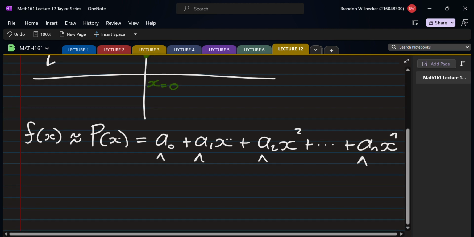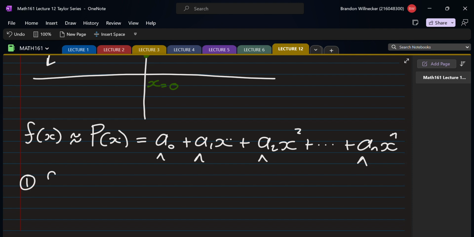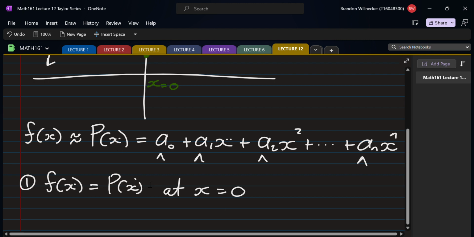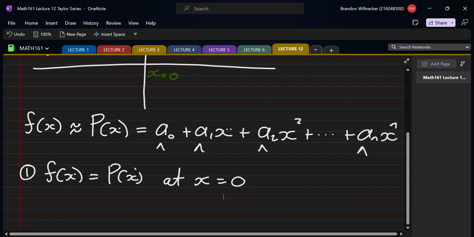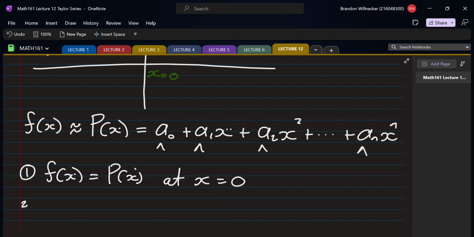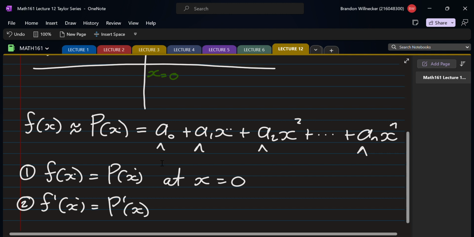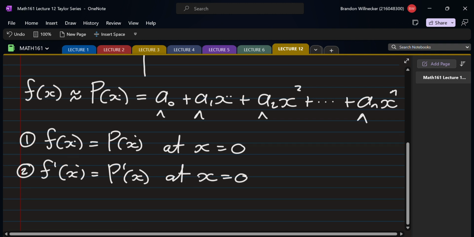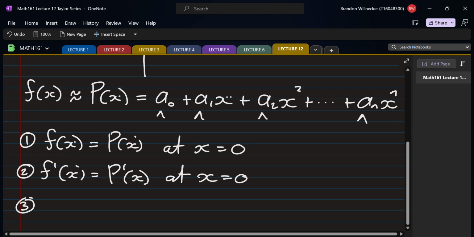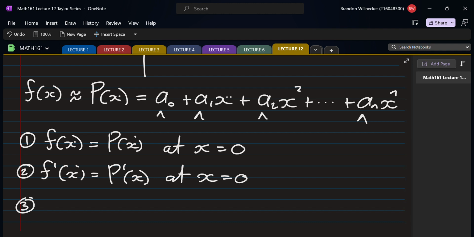So, what we can do is first let the function and the polynomial be equal at x equals 0. So, we want f of x to be equal to p of x at x equals 0. That's a good start. Then, to make this approximation even better, we can make the first derivatives equal at x equals 0. So we can have f prime of x be equal to p prime of x at x equals 0. And we can continue this for as many derivatives as we need. And we'll see how that works in a bit.